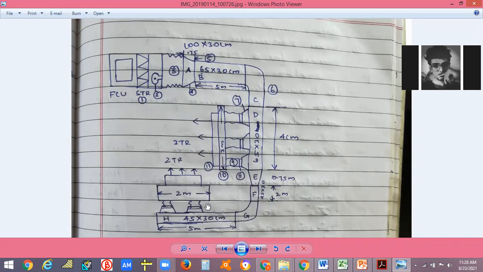Again, it is subdivided into two, and this is grill, sorry, plenum box, then grill. Here 2 TR is going, here 3 TR is being passed. This length is 4 meter, this length is 0.75 meter, this length is 2 meter, this length is 5 meter, this length is 0.75 meter, this length is 5 meter. This is 100 into 30 centimeter, this side. This is 65 into 30 centimeter.